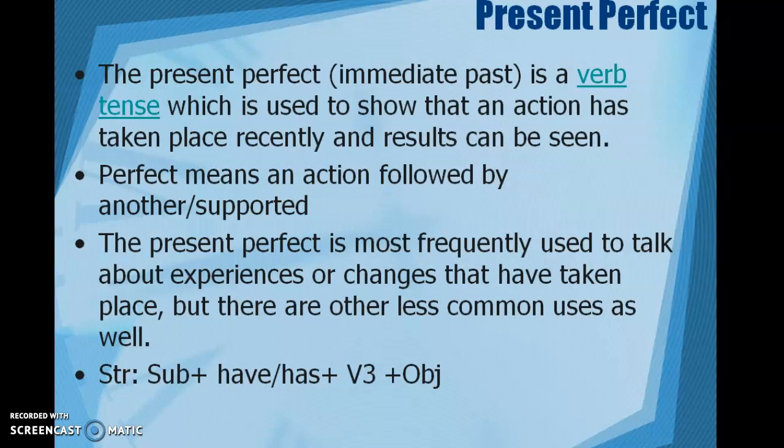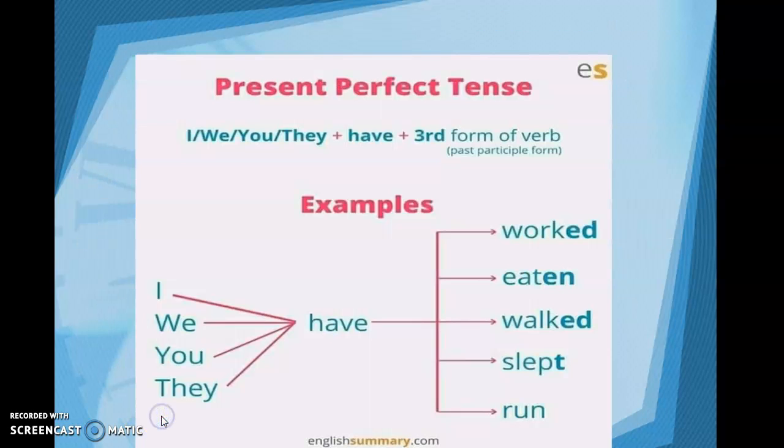The structure of present perfect tense is subject plus have forms, have or has, plus past participle V3 form plus object. Present perfect tense.